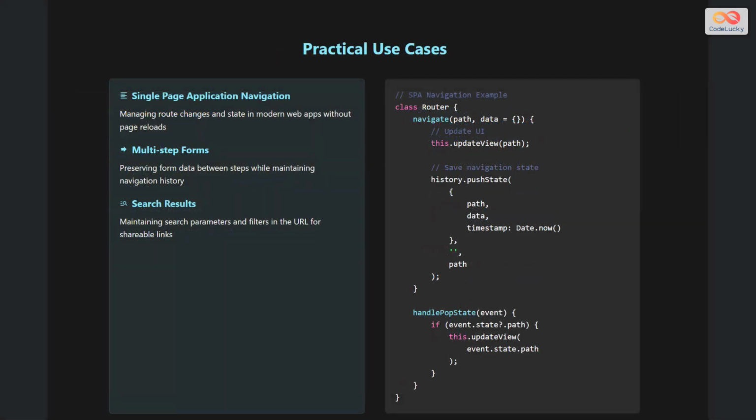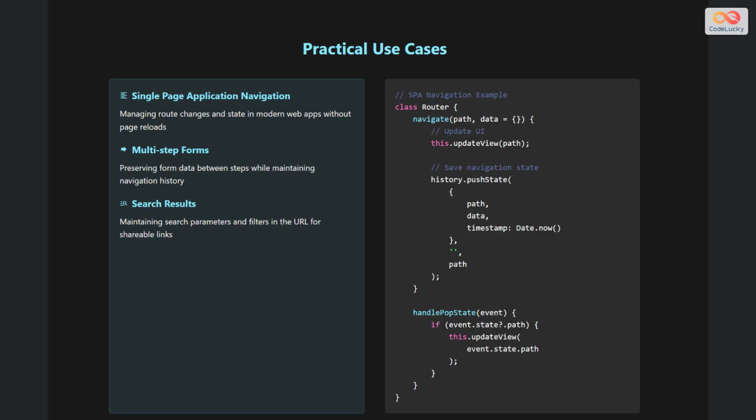The History API is used for managing route changes and state in modern single-page applications, without causing a full-page reload. It is also helpful in preserving form data between steps in multi-step forms, while maintaining navigation history. It is used for maintaining search parameters and filters in the URL, which allows for shareable links.